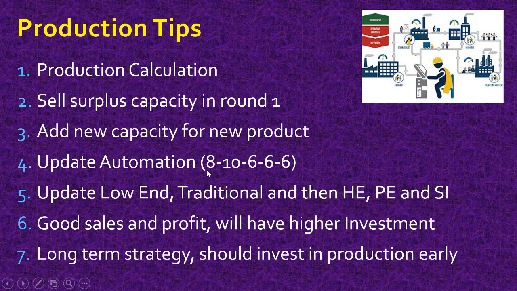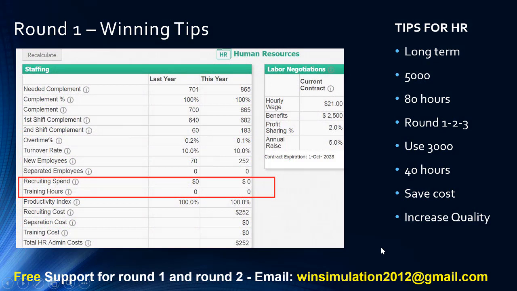And we update automation to 8, 10, 6, 6, 6 for the 5 products. That's optimal, right? But we cannot do that in only one round. We need to do that gradually every round. We update low-end, traditional, and then high-end performance and size in later rounds. When we have good sales and profit, we will have higher investment to reinvest in capacity and automation in later rounds. So again, this is a long-term strategy. With 8 rounds, we should invest in production early.